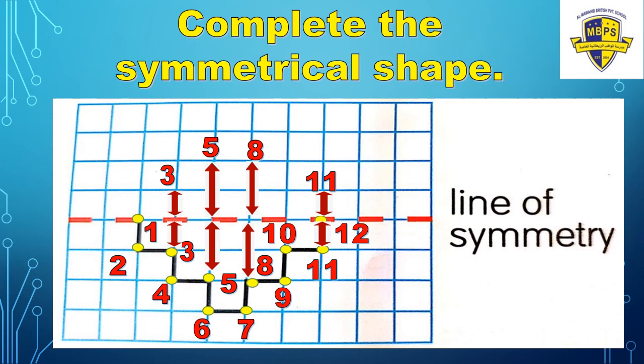What about number 11? How many squares is number 11 away from the line of symmetry? Very good. It is 1 square away from the line of symmetry. So we are going to mark number 11, 1 square away on the opposite side of the line of symmetry. So you see that we have marked the corners on the opposite side of the line of symmetry.